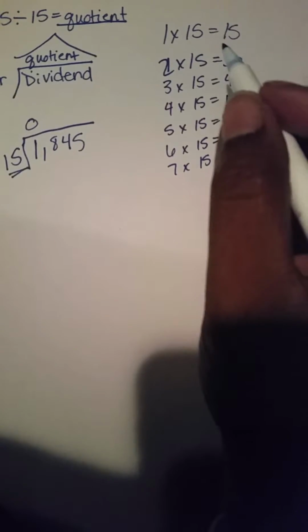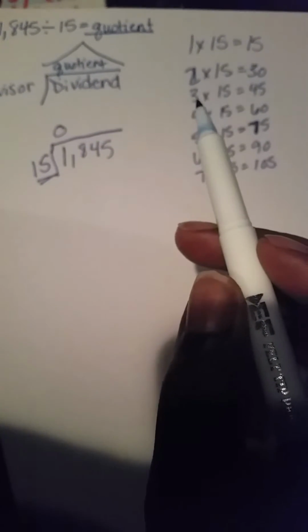Looking at our chart, 1 times 15 is 15, and if we go 2 times 15, we're going to be over. So according to our chart, the greatest number of 15s that we can get out of 18 without going over is 1. 1 times 15 is 15, and we subtract 18 minus 15. That's mental math really, but if you want to go through the process, 8 minus 5 is 3, and 1 minus 1 is 0. So 18 minus 15 is 3. Then we're going to drop our 4.